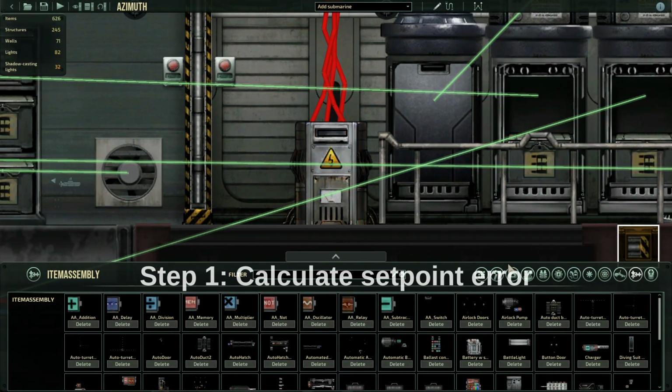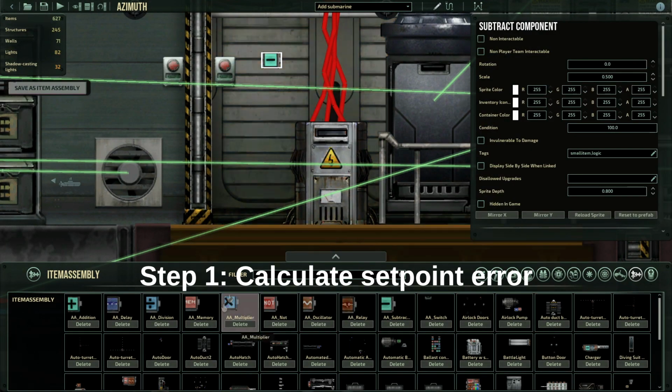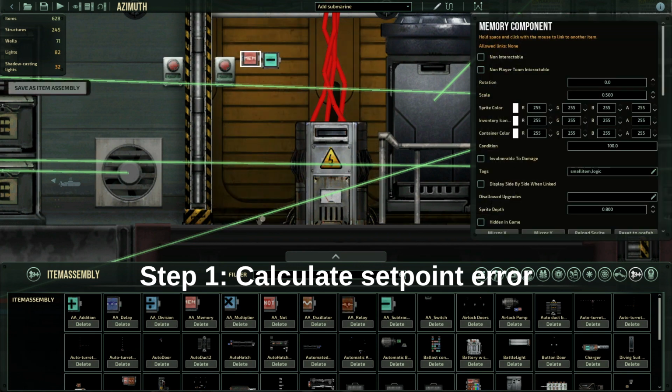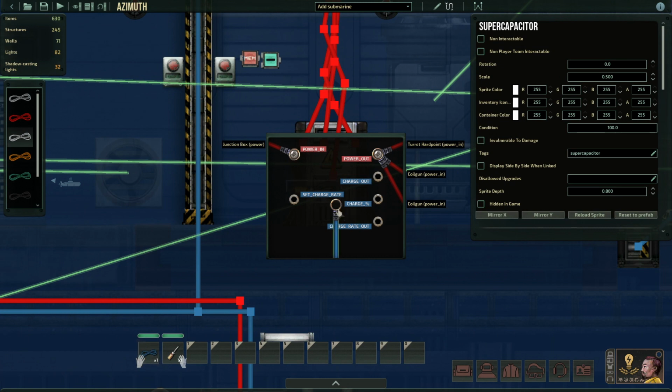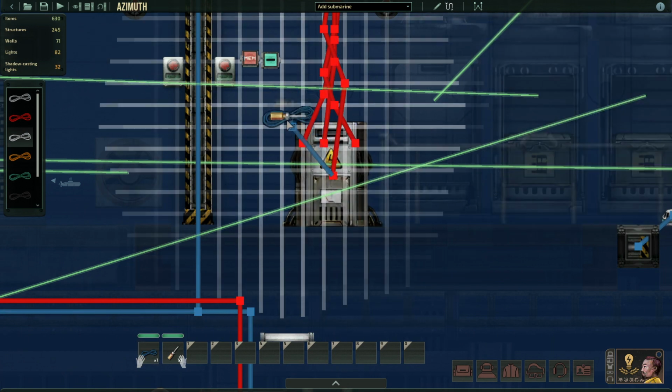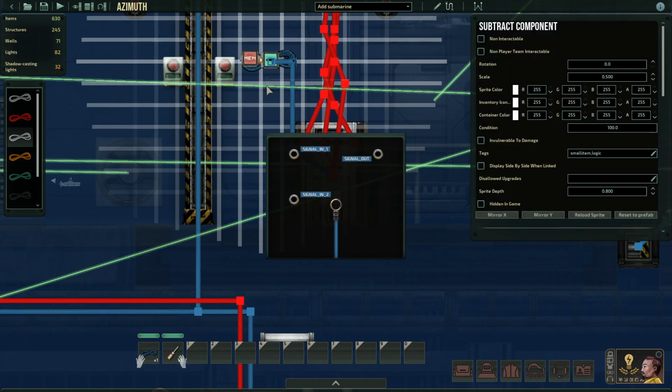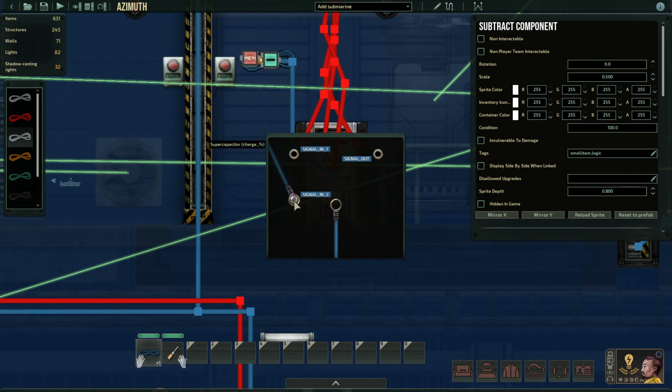The first step you're going to want to do is to calculate the setpoint error. Obviously, our set point is 100%, and the error is going to be the difference between the current charge percentage and 100%. This is as easy as adding a subtraction block and a memory block and connecting them accordingly.